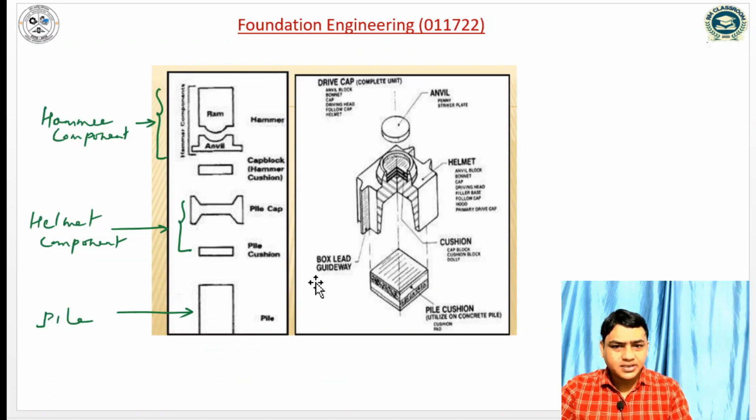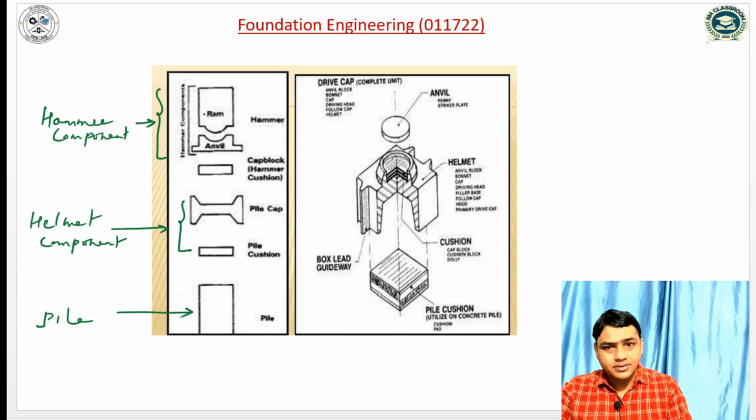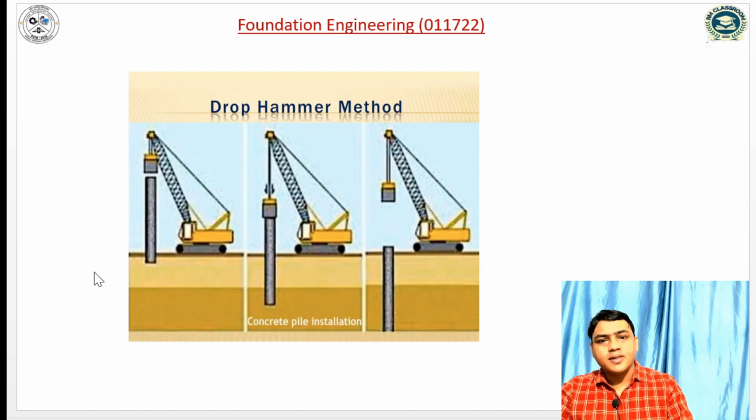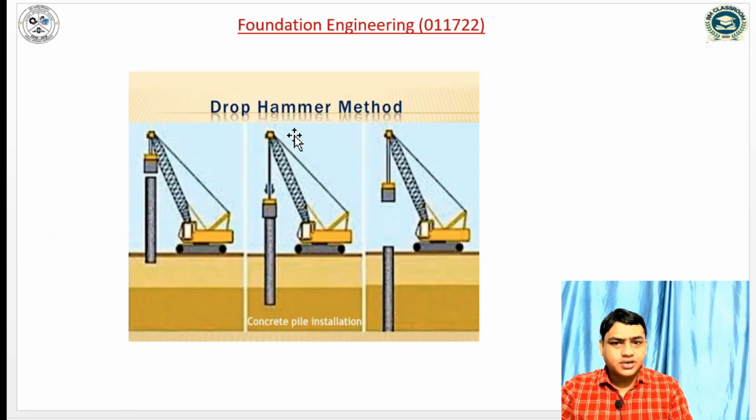We can also see here the drop hammer type. These are the different components of this hammer. This is the hammer component, this is the ram, and this is the anvil, and the helmet component has the pile cap and pile cushion, and this is the pile. These are the various components used in the drop hammer. This is the method of installation using a drop hammer. We can see that this is our hammer, and once it impacts on the pile, it will be installed.